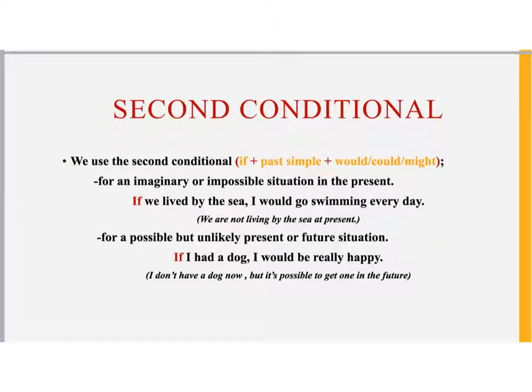We use the second conditional for 2 different situations. The first one is for an imaginary or impossible situation in the present. For example, we are not living by the sea now, but I say, if we lived by the sea, I would go swimming every day. This is something that I wish.